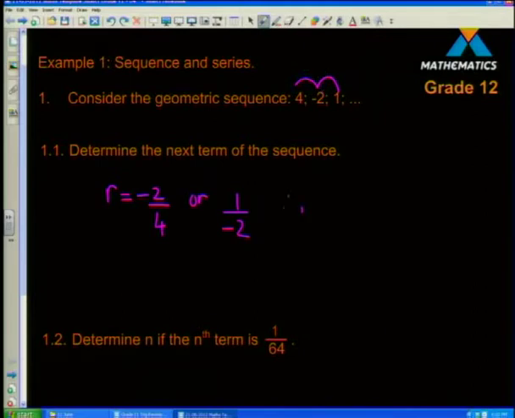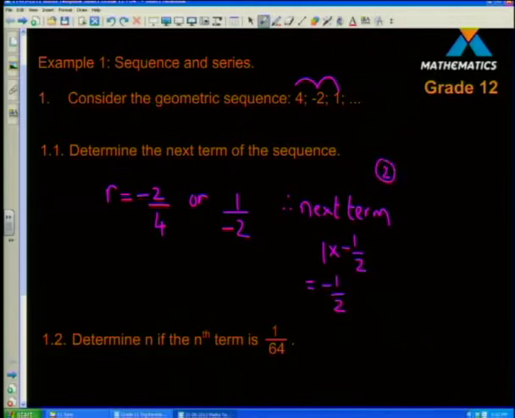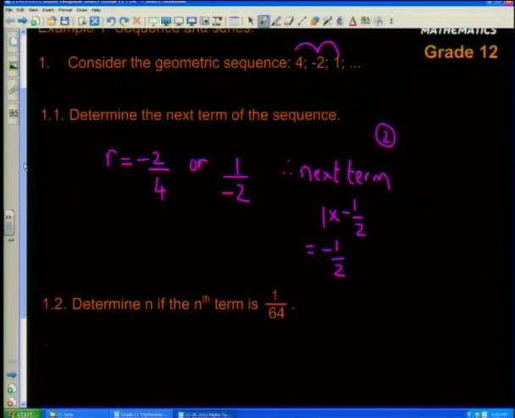Therefore, my next term is going to be 1 times my common ratio, so my next term is -1/2. If you got that, that's 2 marks in the bag. Well done. Let's keep going.